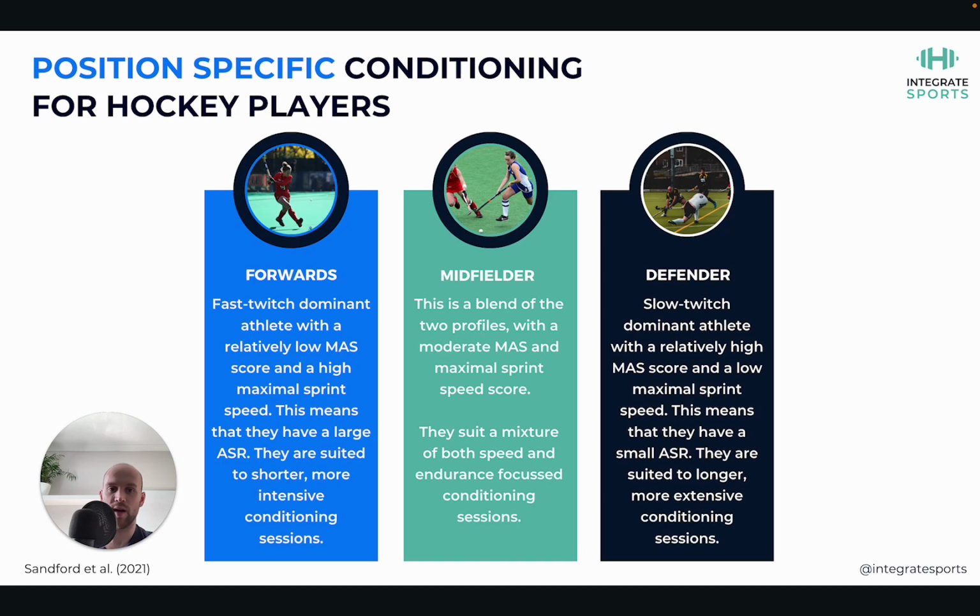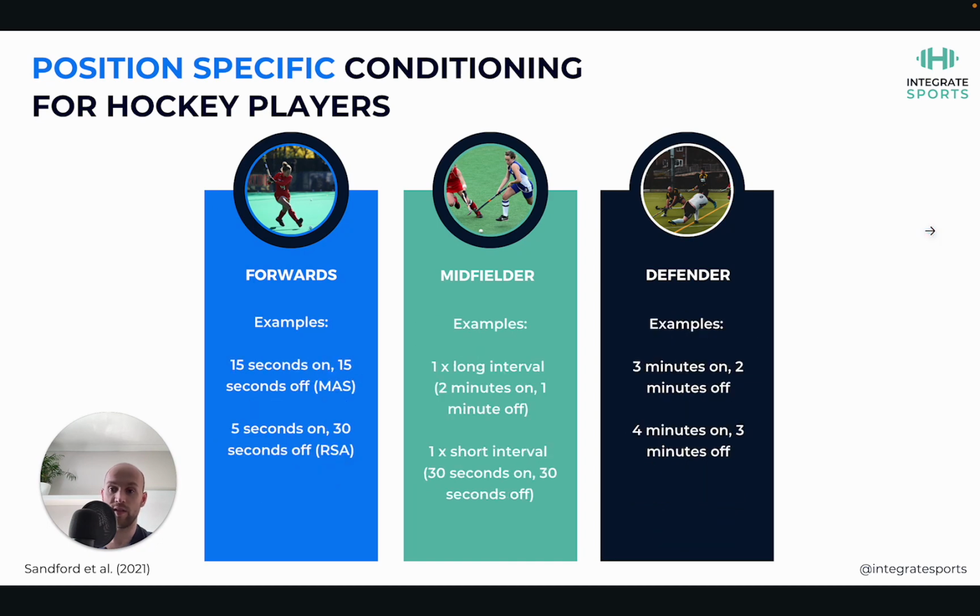Now, just to give you examples here of different types of sessions you could be doing as a forward. Examples would be 15 on, 15 off as a maximum aerobic speed session. So you would take, as an example, your 16 pitch length score, and you'd be running for 15 seconds at typically 110, 115, 120% of that speed, and then either an active or a passive recovery in between, so either jogging or walking in between those intervals.